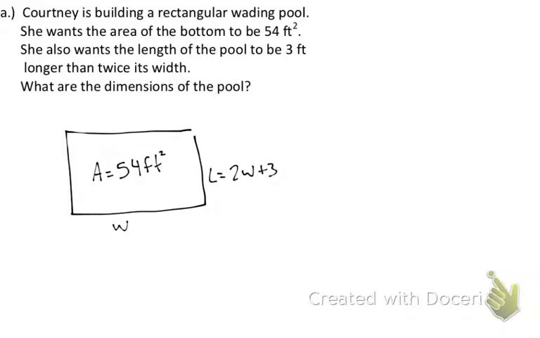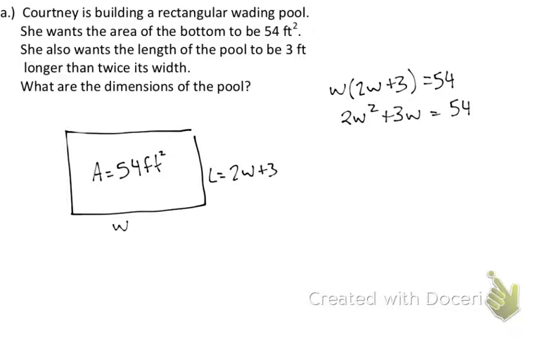So we know how to find the area of a rectangle. That's going to be length times width. So W times (2W plus 3) equals our area, which is 54. So in order to solve this, we have to distribute W into the parentheses and then move 54 to the other side of the equation.